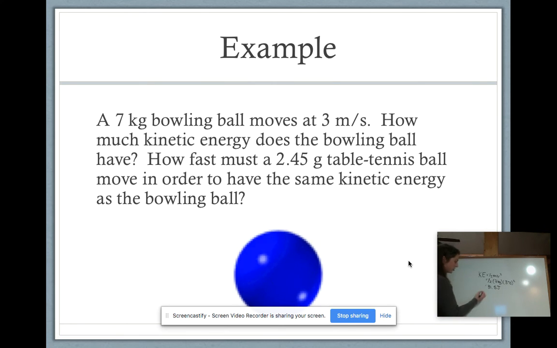So how fast would the table tennis ball have to move in order to have the same kinetic energy? So we'll use this same kinetic energy, 31.5 joules equals 1/2 mv squared. Now it's important to convert the mass into standard units. So 2.45 grams equals 0.00245 kilograms times v squared. Solving for the velocity, we find it to be 160.36 meters per second.